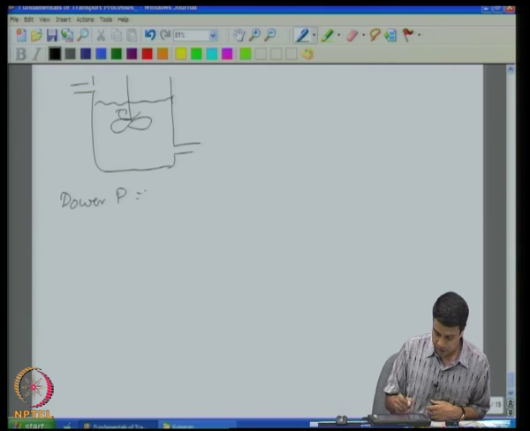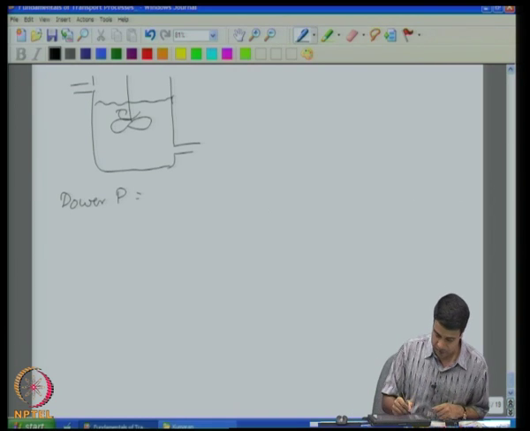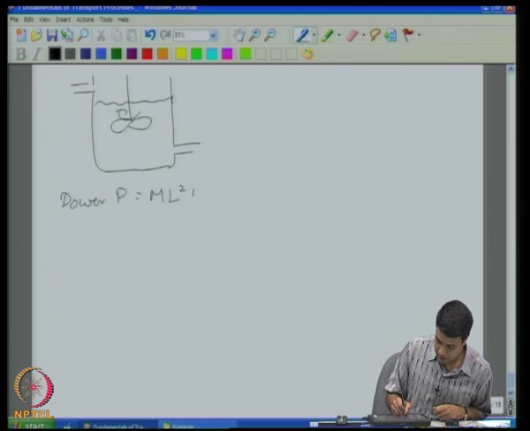Power P is equal to the rate of change of energy, rate of input of energy. Energy is m L square t power minus 2. The rate of change of energy is energy per unit time. So, this is equal to m L square t power minus 3.